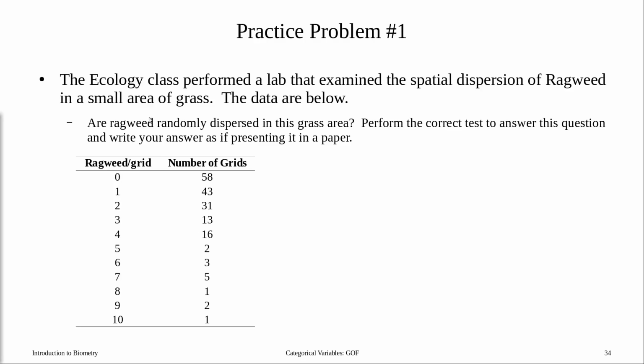So our question: are ragweed randomly dispersed or distributed in this grass area? Perform the correct test, answer the question, and then write a sentence that writes up your result. So pause the video and do that. And pay attention to getting these data in, and also, are the degrees of freedom correct?